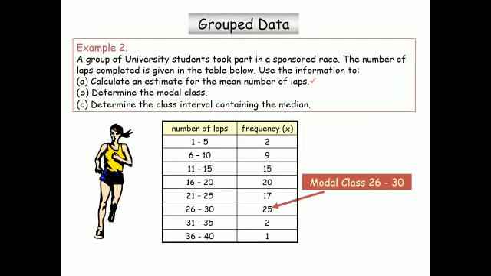Okay, so here which is the modal class, whose highest frequency is 25. Okay, so 26 to 30. 26 to 30 is the modal class. So every time you can see which is the highest frequency, write the group.